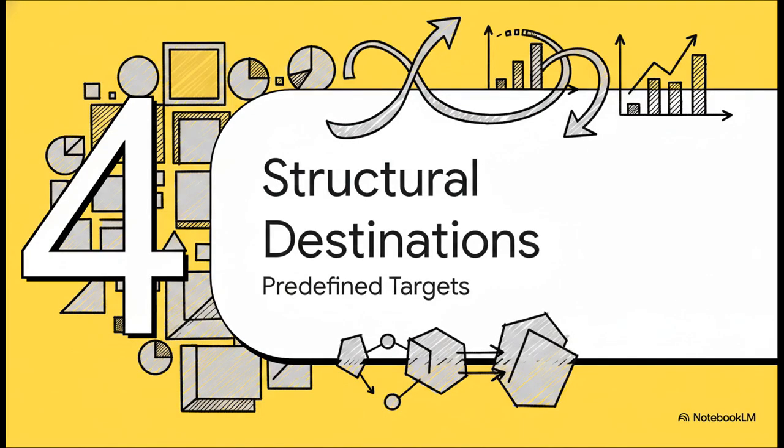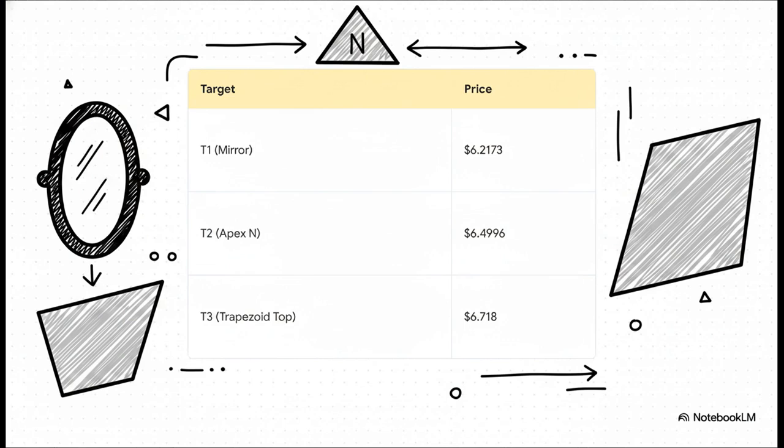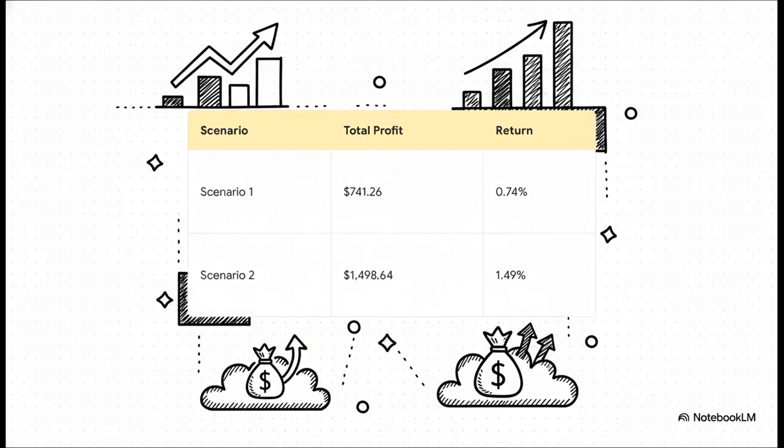Up next, Section 4, Structural Destinations. We have 3 predefined structural destinations for this phase. Target 1, designated as the mirror or lower trapezoid, sits at $6.273. Target 2, which is apex N, is located at $6.4996. Finally, Target 3, defined as the trapezoid top, is at $6.718. And this brilliantly illustrates the simple expected return arithmetic, based strictly on those structural targets.